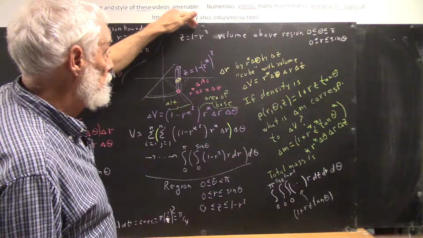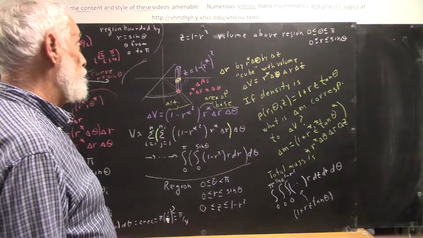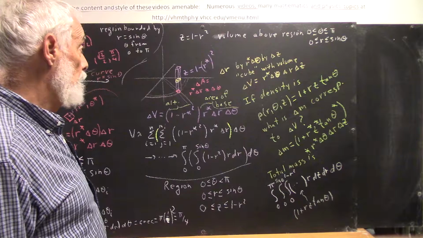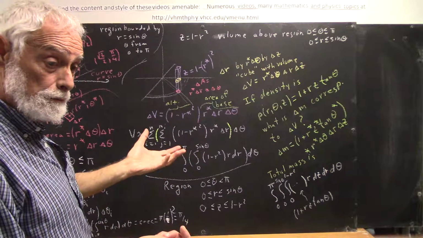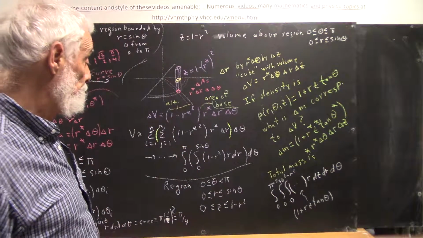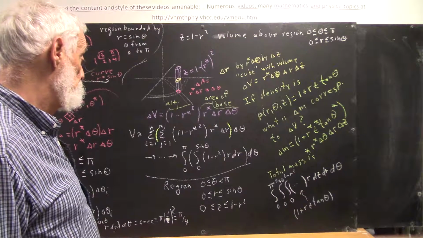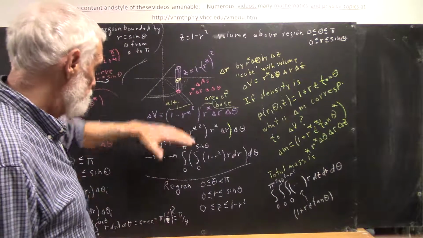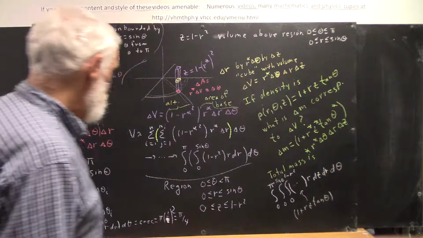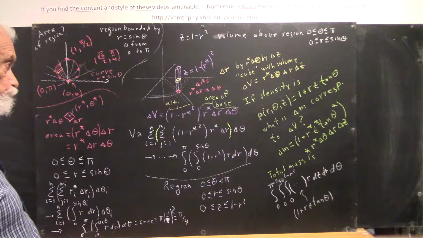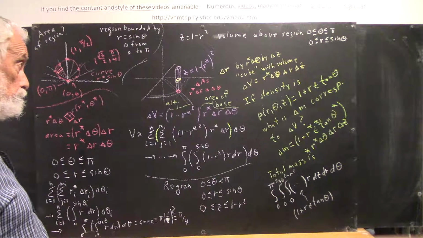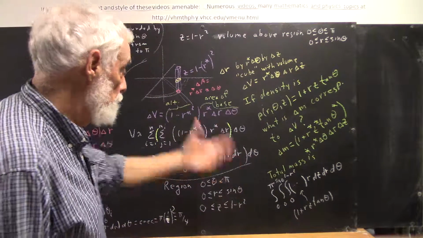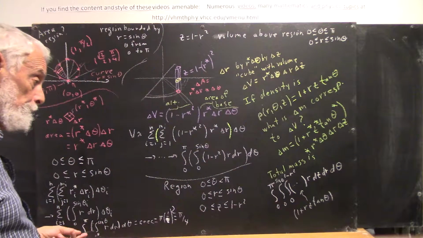Okay, now the graph of z equals 1 minus r squared is actually a fairly straightforward thing. It's nothing but a sphere of radius 1. Okay. Actually it would be a hemisphere, the upper half of the sphere. So this integral will give you that volume. Okay, I don't want to say any more about that.